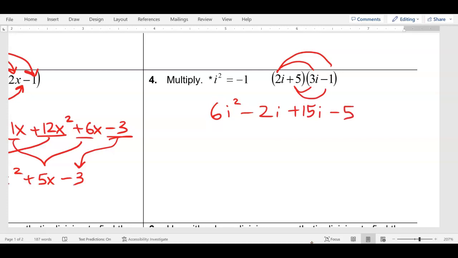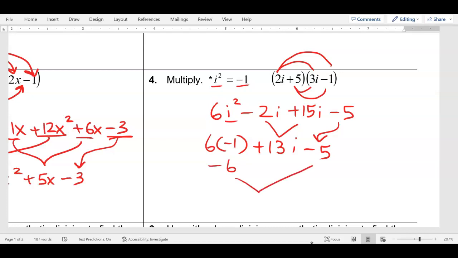Okay, now look, i squared is negative 1. Bring these down. Negative 2i plus 15i is 13i. Bring down minus 5. 6 times negative 1 is negative 6. And then I can combine that with negative 5. So I get 13i minus 11. That's it.